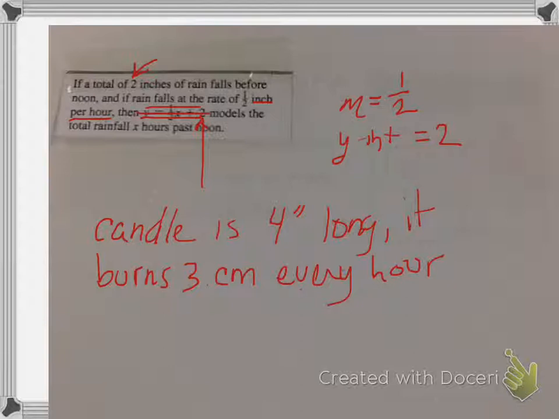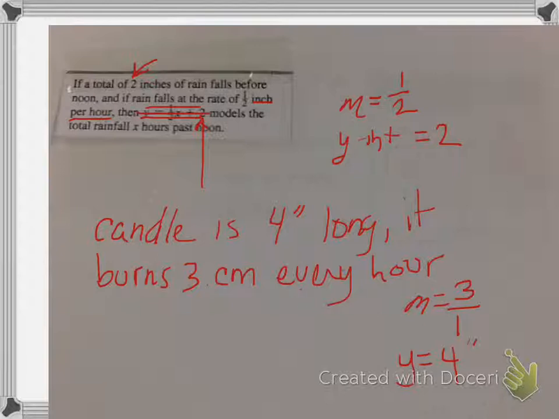So what if I gave you this problem? A candle is 4 inches long and it burns 3 centimeters each hour, and I asked you to write me an equation to that. What would the slope be? Now remember, slope is rate. So the slope is going to be 3 centimeters per 1 hour. The y-intercept is where you start, so it's going to be 4 inches long.